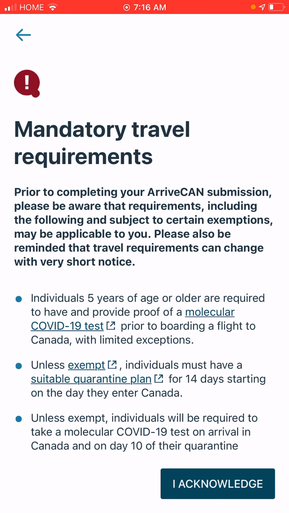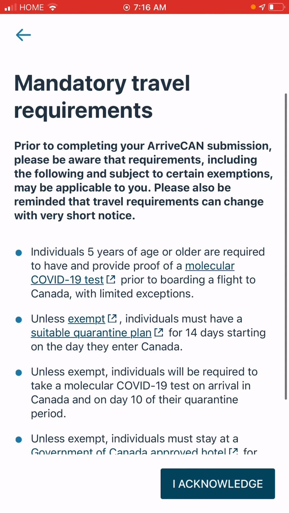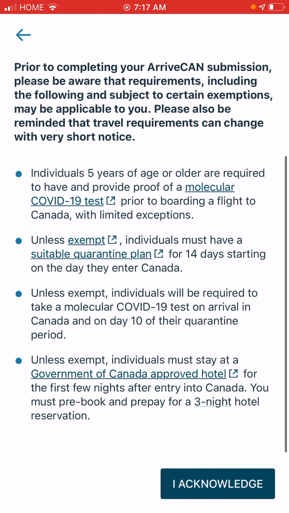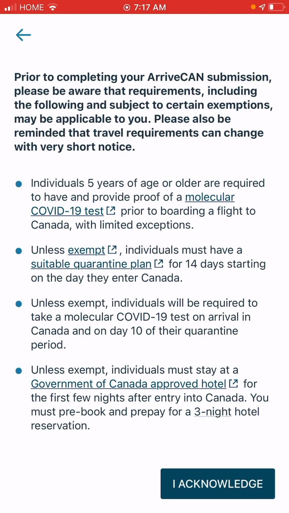So this is the first change that you see, that it straight away asks about mandatory travel requirements, where it says that individuals 5 years of age or older are required to have and provide proof of a molecular COVID-19 test prior to boarding a flight to Canada, with limited exceptions. Unless exempt, individuals must have a suitable quarantine plan for 14 days starting on the day they enter Canada. Unless exempt, individuals will be required to take a molecular COVID-19 test on arrival. Unless exempt, individuals must stay at a Government of Canada approved hotel for the first few nights.